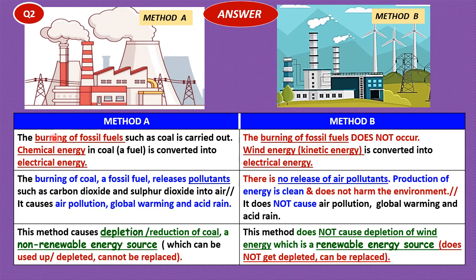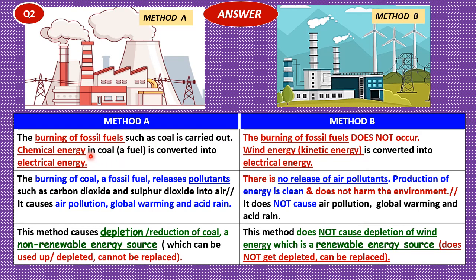Now the first point is the burning of fossil fuels such as coal is carried out for method A, right? So in the question, it's stated that coal is used in the power stations here. But you have to come up with a keyword. Coal is not the keyword, it's the burning of fossil fuels. That's the keyword to get you 1 mark. So burning of fossil fuels such as coal is carried out in method A, but in method B, the burning of fossil fuels does not occur. Okay?